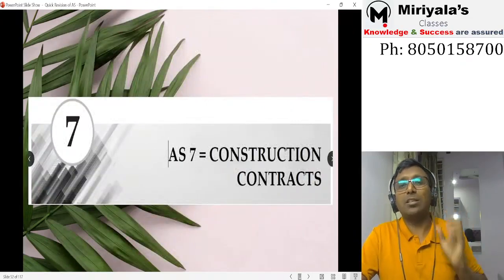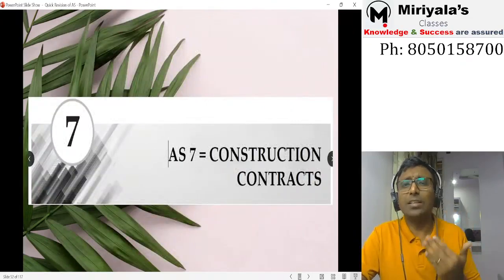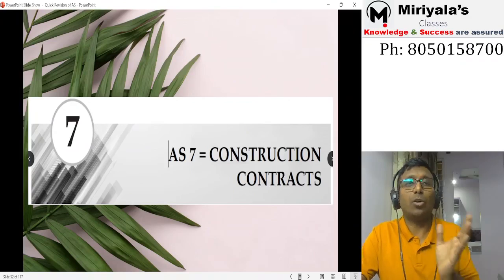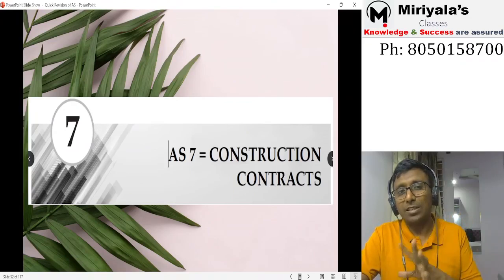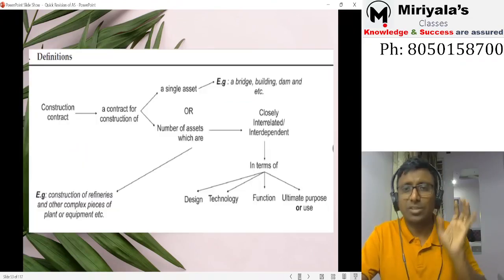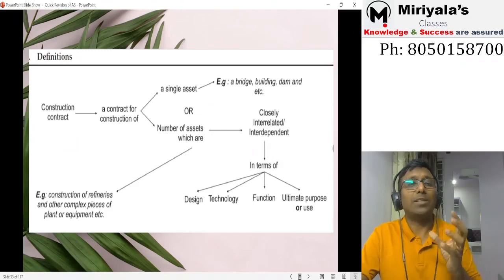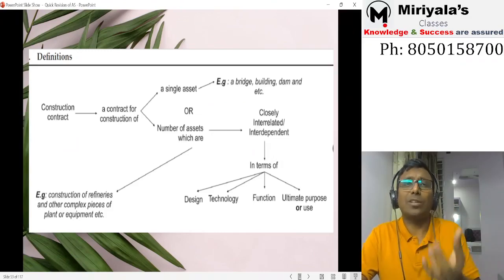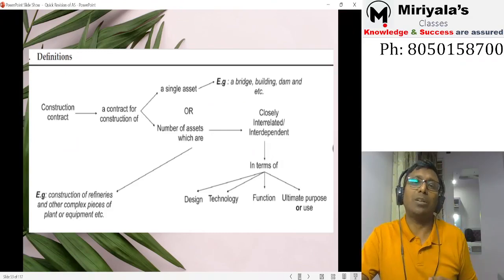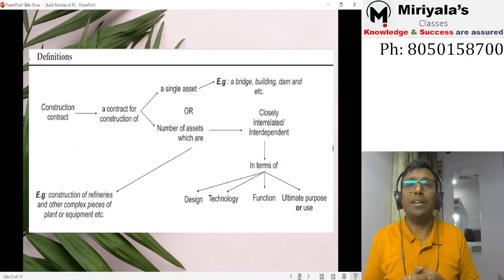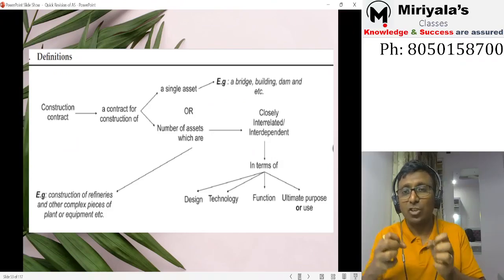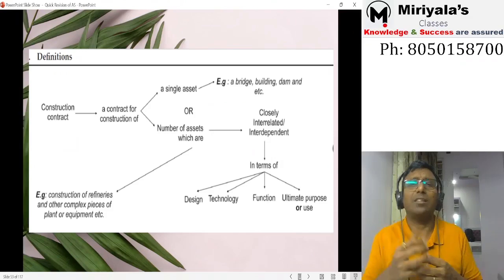Let's go to the next revenue related standard, that is Accounting Standard 7, construction contracts. These two, Standard 7 and Standard 9, are obviously revenue standards, this one only for construction contracts. Now, what is a construction contract? It's a contract to construct either one asset or multiple assets which are closely interrelated or interdependent, based on design, function, technology, purpose, and many other things.